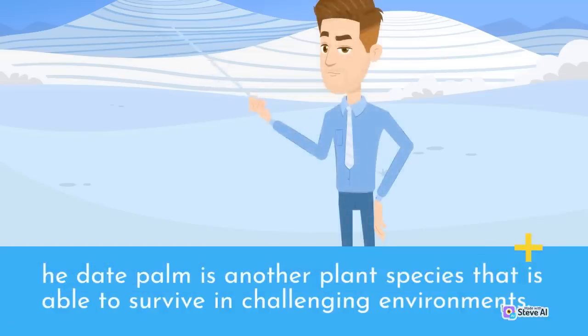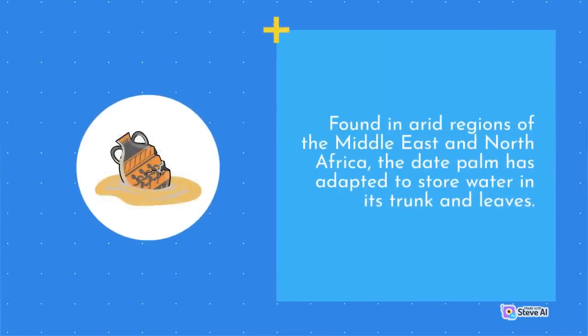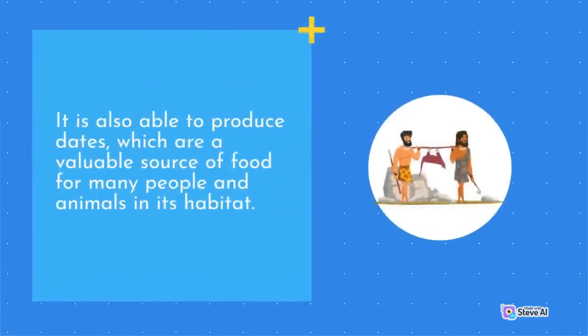The date palm is another plant species that is able to survive in challenging environments. Found in arid regions of the Middle East and North Africa, the date palm has adapted to store water in its trunk and leaves. It is also able to produce dates, which are a valuable source of food for many people and animals in its habitat.